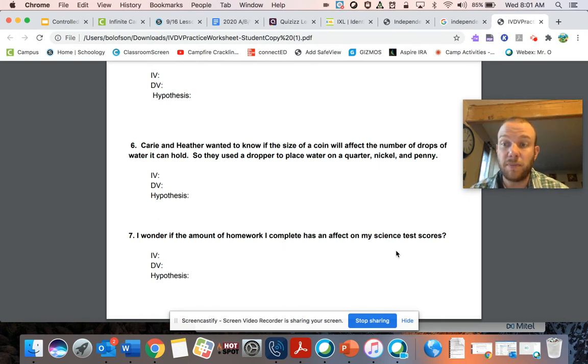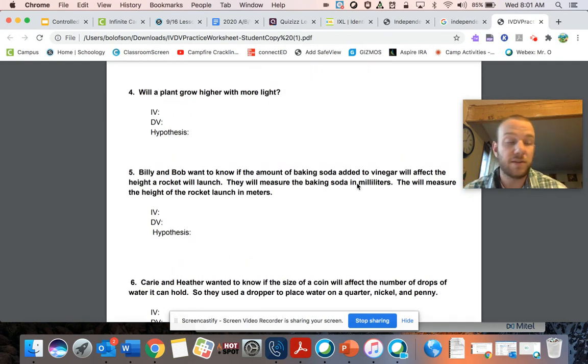Just know that it needs to be something that has one thing you can change, and then it needs to be something that you can measure too. So like I said, like heart rate or number of letters or distance or things like that.